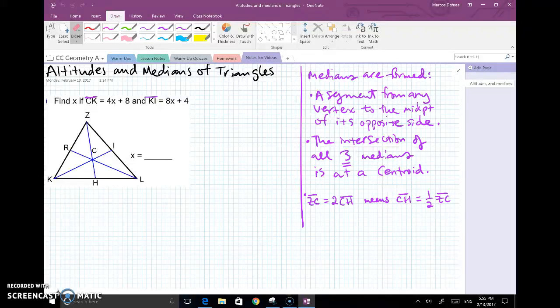To make a median, first of all, requires that you draw a line segment from a vertex, and it could be any vertex of a triangle, to the midpoint of its opposite side. And I want to take a moment to really carefully illustrate this for you. So let's choose point K as an example. If I were to draw a median from point K, I would have to focus on the opposite side from that vertex. And in this case, it would be segment ZL.